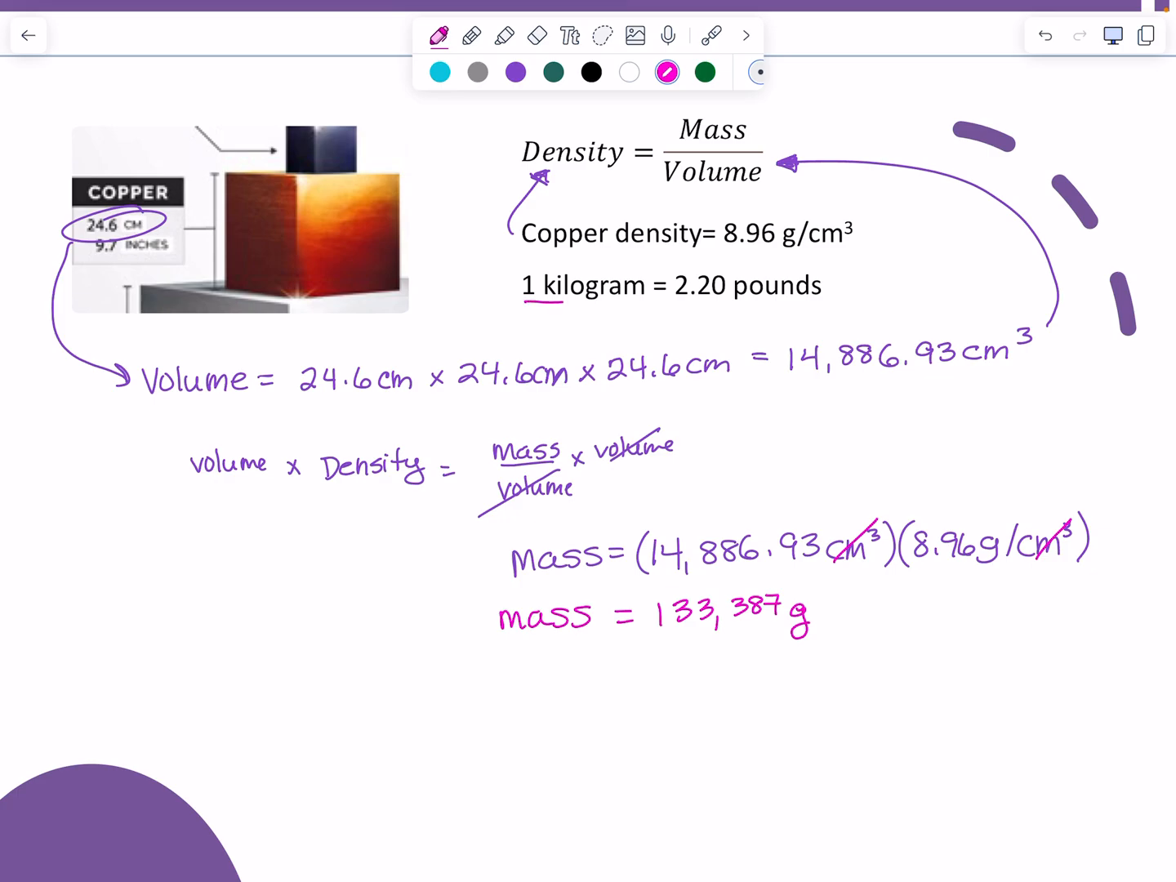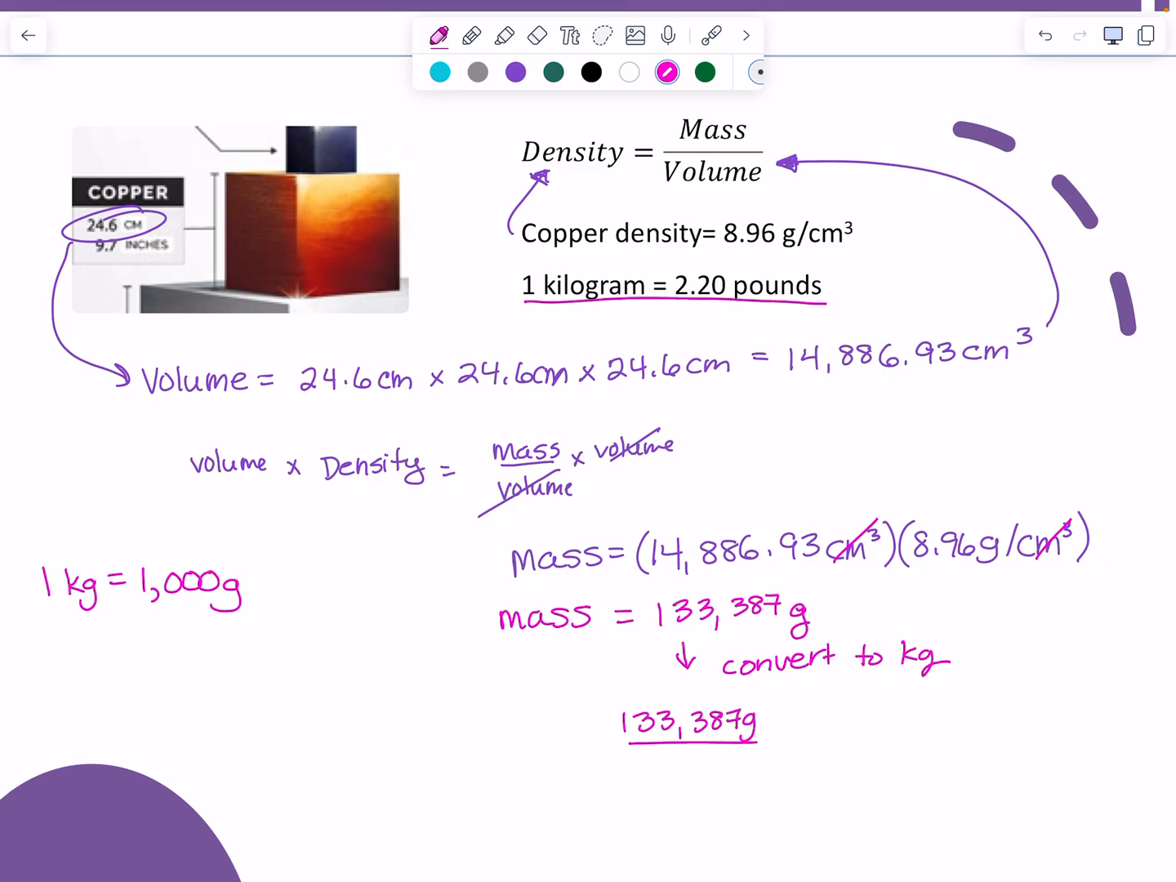So we have a kilogram to 2.2 pounds, all right? So we're going to start out by converting to kilograms. Now, I've been doing this for more years than I want to admit to you, so I can do that in my head, but we're going to be explicit about it and do dimensional analysis. So we've got 133,387 grams. Okay. 1 kilogram. How many grams is 1 kilogram? It's 1,000, right? So it's 1,000 grams.